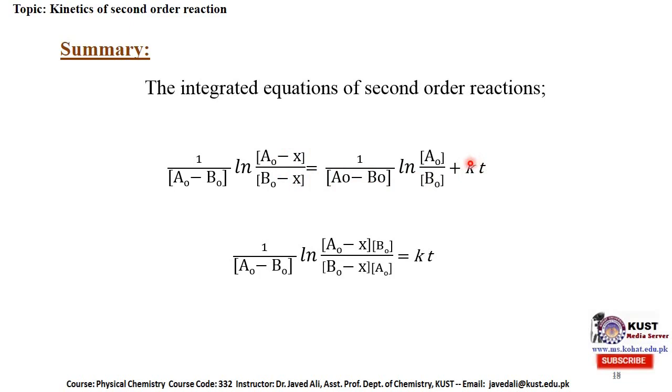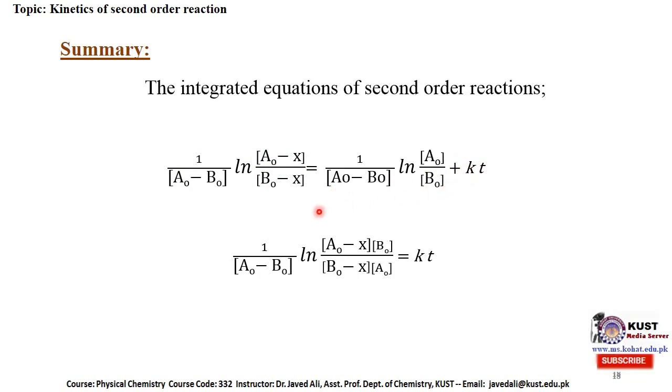Similarly, we can calculate the rate constant if we know the initial concentration and the concentration of product or reactant at any t. We can also use this equation for determination of order of reaction if we plot this term versus t and get a straight line equation with constant slope. This means the reaction is following second order kinetics when initial concentrations of reactants are different, and the slope will be equal to k and the intercept will be equal to this term.